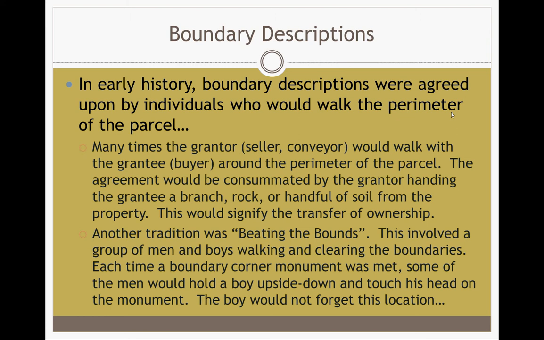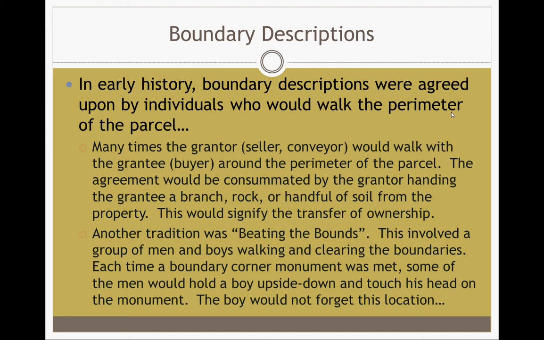Another tradition that we've already talked about in Chapter 1 was called beating the bounds, and you should already be familiar with that. This involved a group of men and boys walking and clearing the boundaries, and each time a boundary corner monument was met, some of the men would hold a boy upside down by his legs and touch his head on the monument.